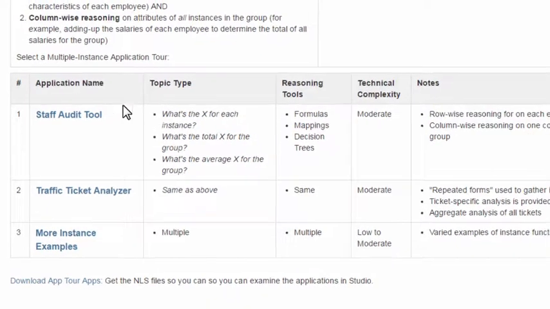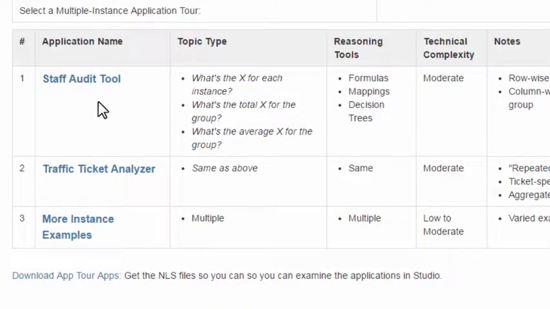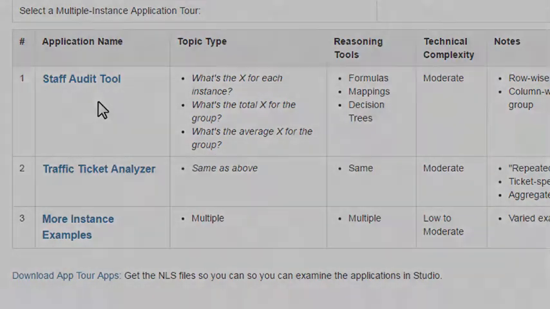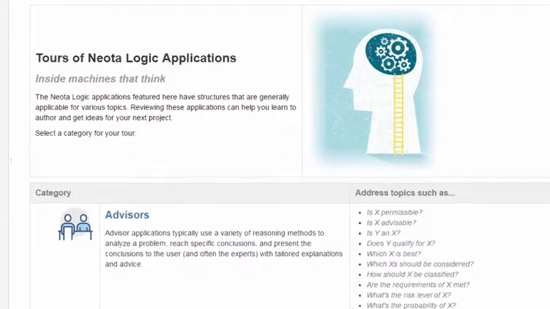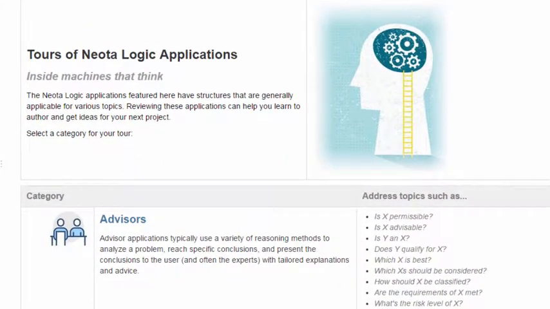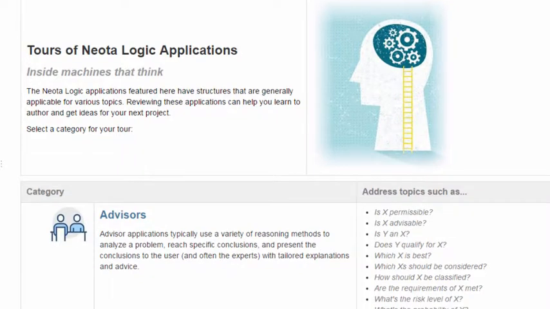And this last group of tours are of applications that perform a multiple instance analysis. For example, in this staff audit tool, we analyze each employee and then make inferences about the group of employees as a whole. I encourage you to check out each of these tours to see which of them might provide some guidance for your next application, and to check back frequently because we'll be adding new tours to this group.